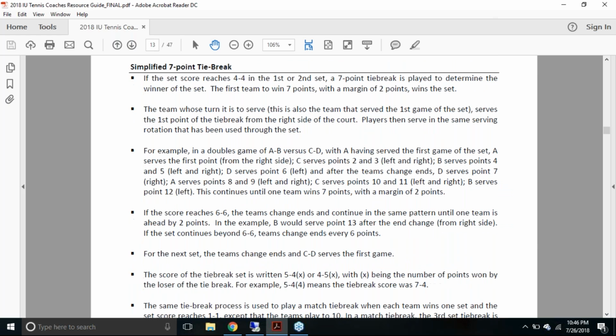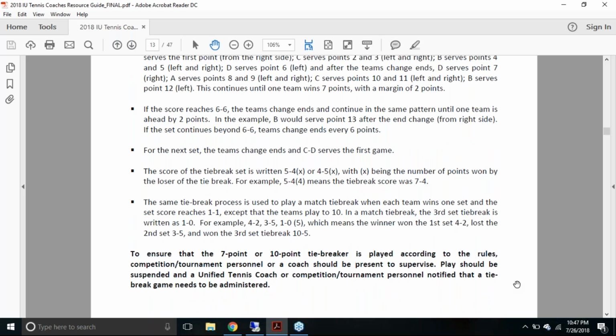The simplified 7-point tiebreak procedure is here. I will not go over it right now reading line by line, as it's something probably better reviewed individually by each person. Those who do have former tennis experience should understand the tiebreak game. But what we do note is that during competition, during the district tournament and the state competition, to ensure that the 7-point tiebreak game that decides a set, or the 10-point tiebreak game that decides the match, is played according to the rules, competition or tournament personnel or a coach should be present to supervise. And that's the same at the local level competition.